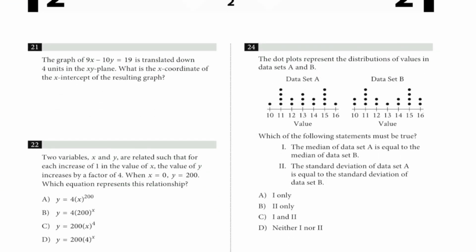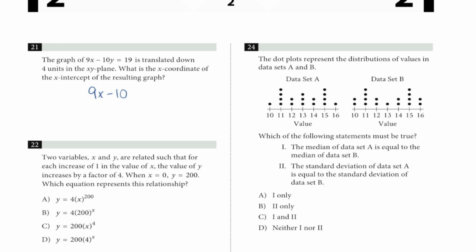So number 21. Says the graph of 9x minus 10y equals 19 is translated down 4 units in the xy plane. What is the x coordinate of the x-intercept of the resulting graph? Well, anytime we're doing translations, you can always just do the translation to the letter that the direction is in by putting it in parentheses with that letter, but flipping the sign. So here we're translating down, which means we're doing this translation to the y. So I'm not even going to have to do anything to the x. It's just going to stay 9x.